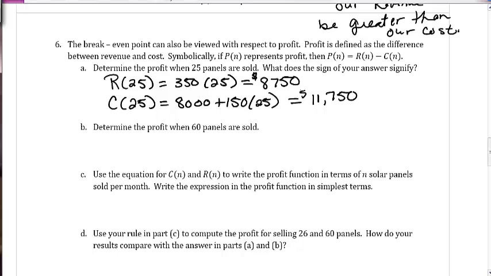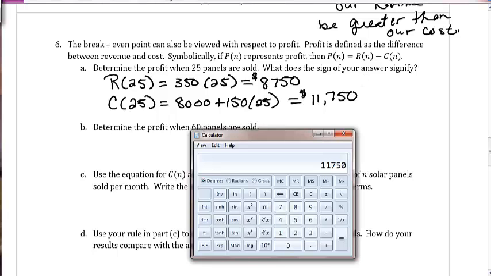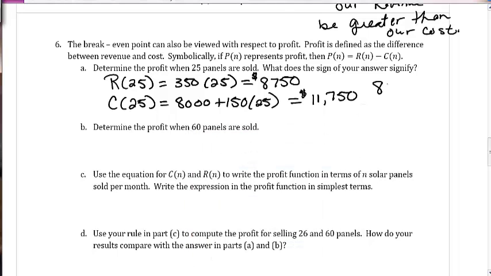Now take your revenue and subtract from that the costs. So that's going to be 8,750 minus 11,750, and that gives us negative 3,000. Determine the profit when 60 panels are sold, so do the same thing, only we're going to plug 60 in now.